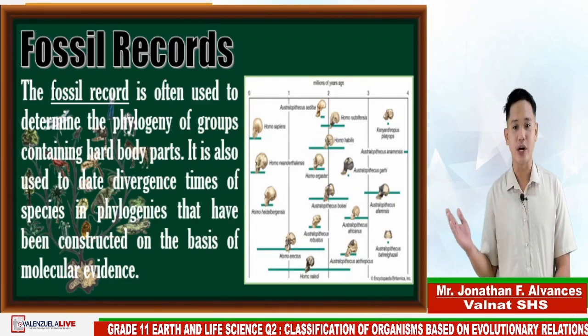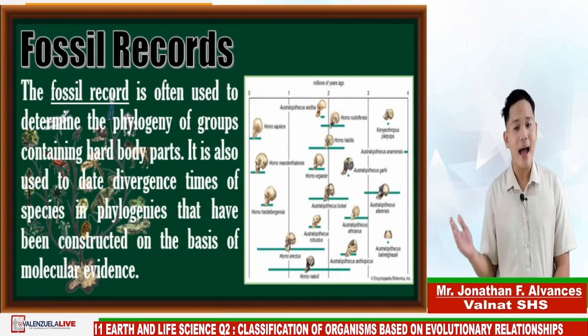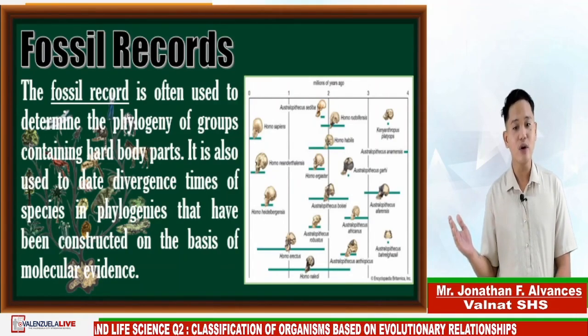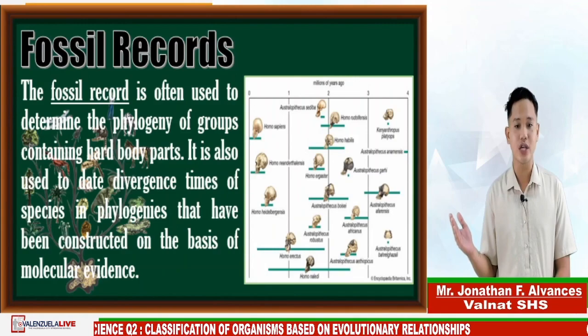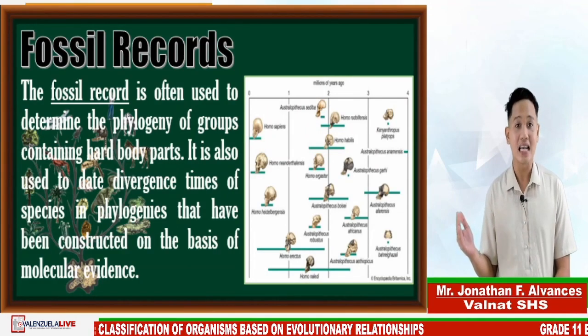Shown on the picture is the tentative phylogenetic scheme for the evolution of the human lineage using fossil records as basis.